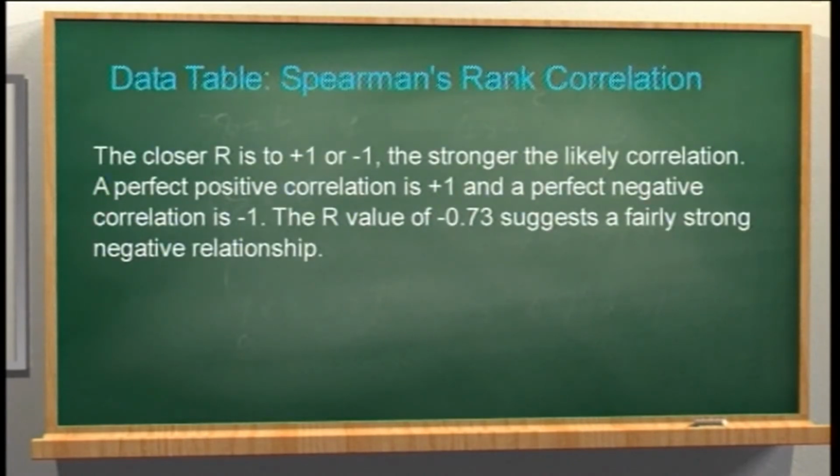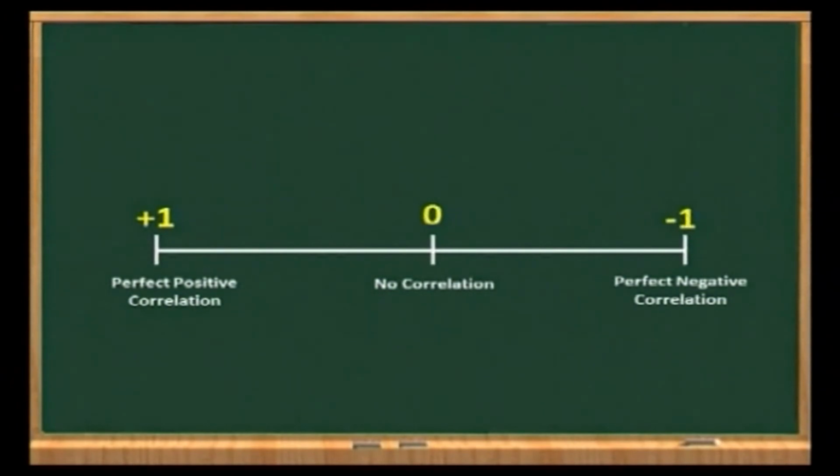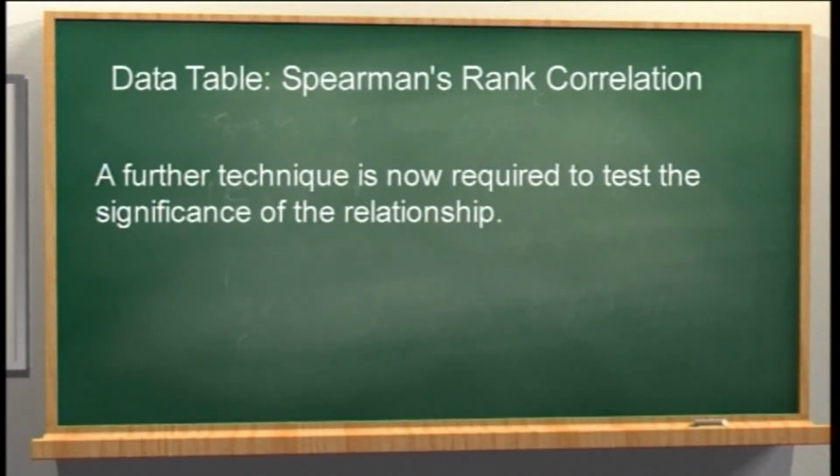The closer r is to +1 or -1, the stronger the likely correlation. A perfect positive correlation is +1 and a perfect negative correlation is -1. The r value of minus 0.73 suggests a fairly strong negative relationship. A further technique is now required to test the significance of the relationship.